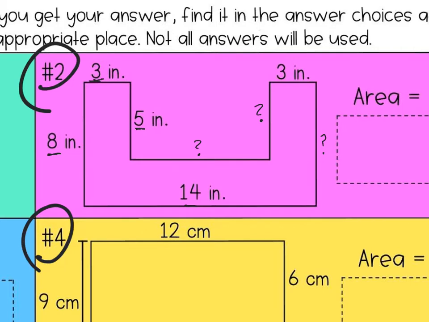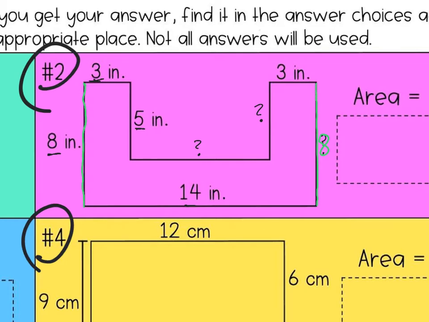So the first one that I'm going to start with is 8. So I've got a length of 8 over here. What side is opposite of that? This side over here. And guess what? Their heights are the same. So this is now an 8.